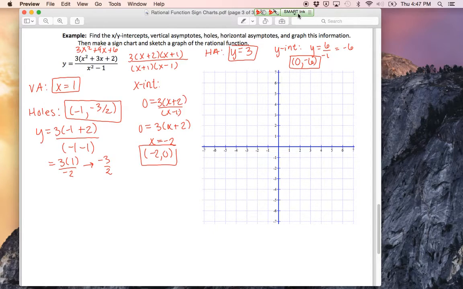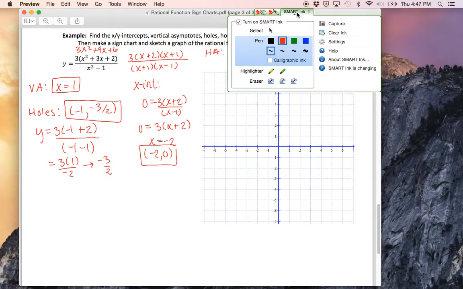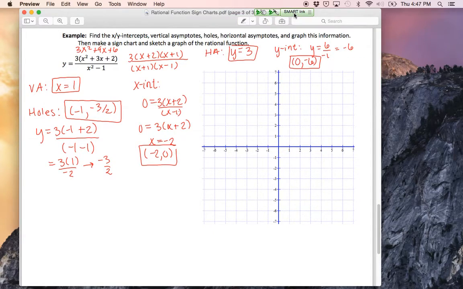And I'm going to plot all this stuff. We've got the horizontal asymptote at y = 3, so there's that guy. The y-intercept is (0, -6). The vertical asymptote is at x = 1. The hole is at (-1, -3/2), so about there. And an x-intercept at (-2, 0).